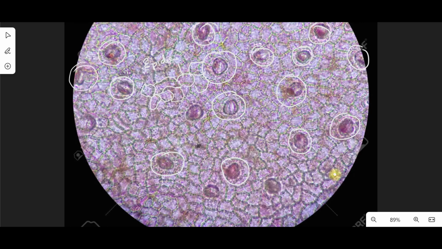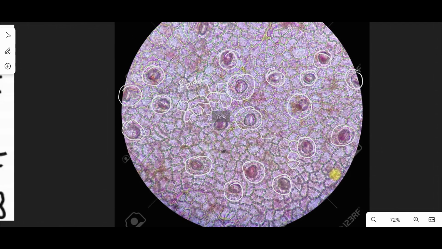So this is a real picture showing the condition of the stomata along with epidermal cells under the microscope. When you observe the real epidermal peeling, or the epidermal layer of a cell, under the microscope, you are able to see how epidermal cells look and how these stomata are embedded. This is stomata, and these are epidermal cells. Now if you enlarge the stomata, how does it look?